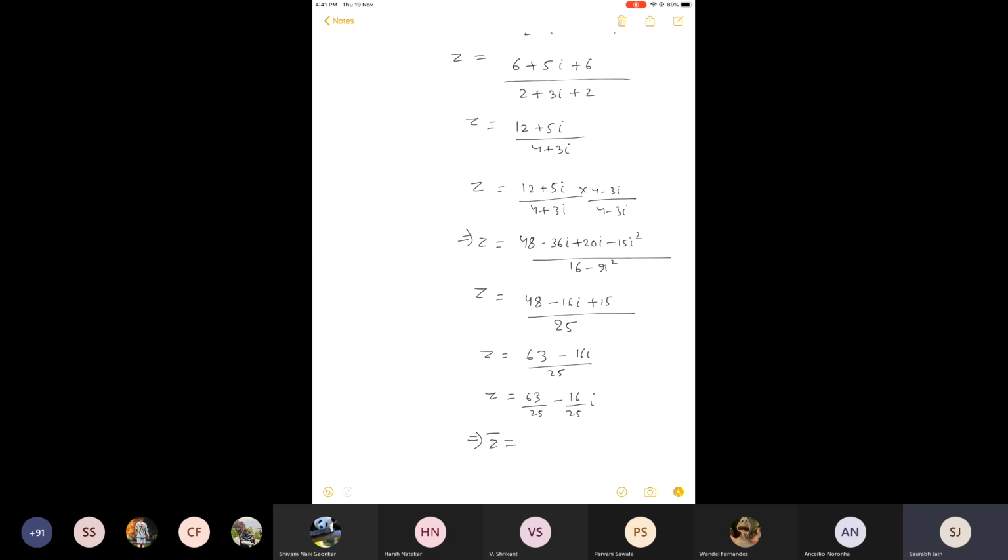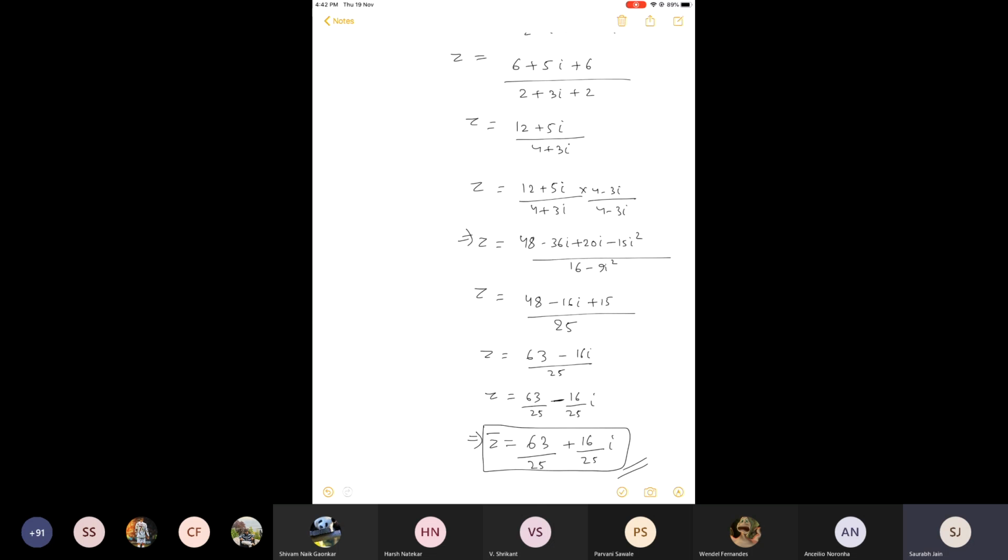This whole calculation was based on simplifying z only. What about the conjugate? Only in one line. What you will do? You will change the sign of the term containing iota. That's it. Here it was minus with iota. So in z bar it will be plus, and this is your answer. All right.